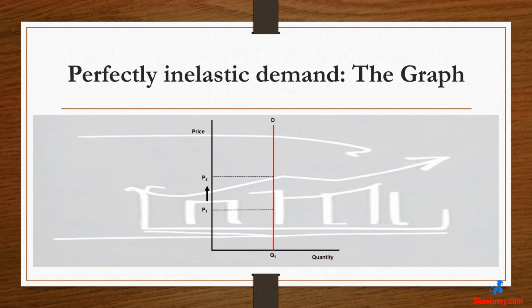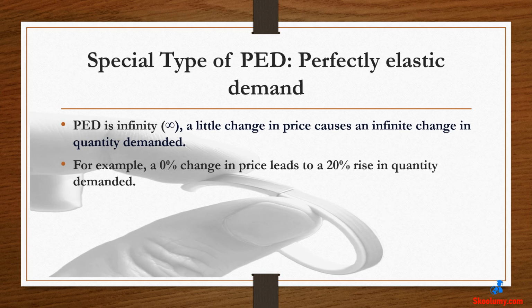This is the graph of perfectly inelastic demand. The second special type of PED is perfectly elastic demand. For this type, the price remains the same, because a little change in the price will cause an infinite change in the quantity demanded. For example, a 0% change in price leads to a 20% rise in quantity demanded. PED is 20% divided by 0%, which is infinity.